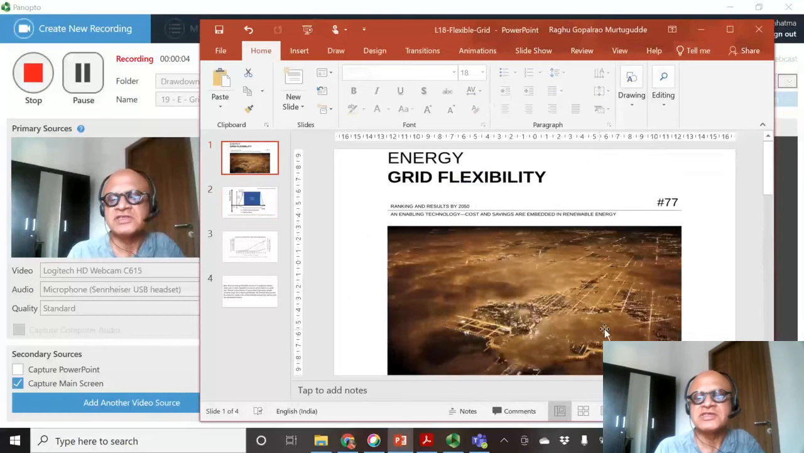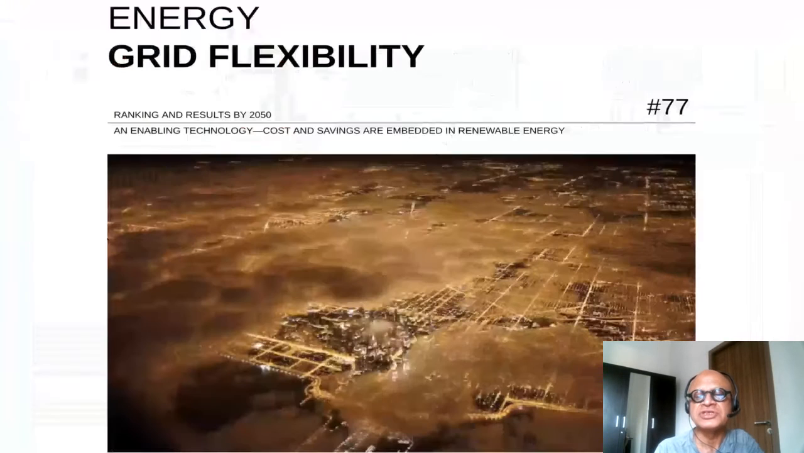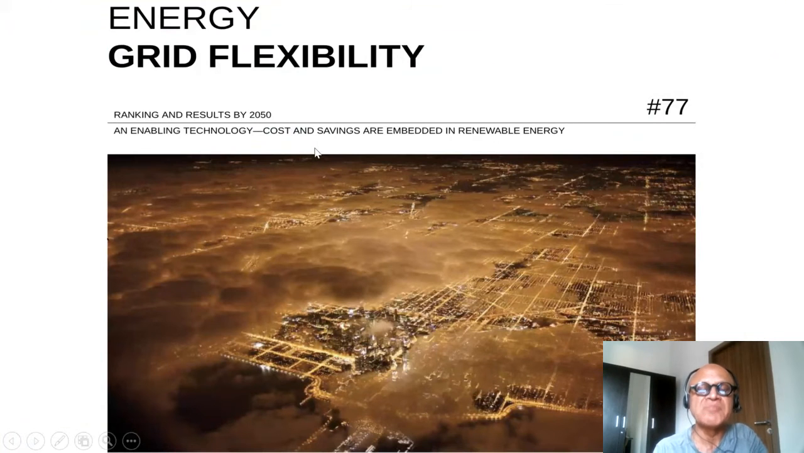Grid flexibility is part of the renewable energy system, so it's not separately modeled, and the numbers on costs and benefits are not added, or net savings are not given here. It's just an enabling technology. Cost and savings are embedded in the renewable energy system. It's ranked at number 77 nonetheless.